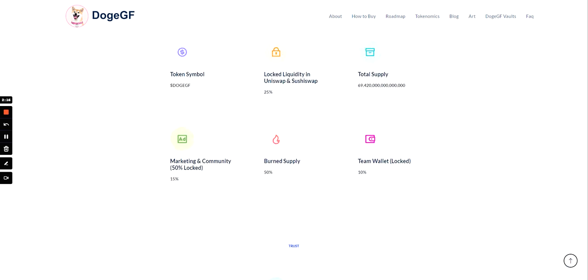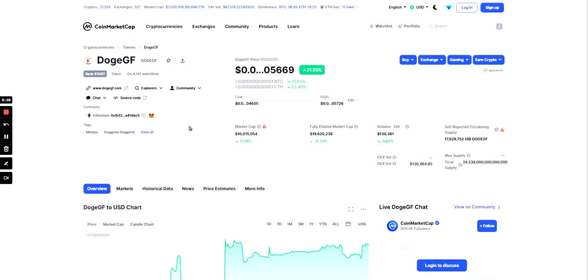On CoinMarketCap, as it says they're on the Ethereum chain, again it says Dogegf. Their market cap is $10,015,054. Their fully diluted is $19,620,238. And their volume in the last 24 hours is 130,000. So their volume is up 0.82%.